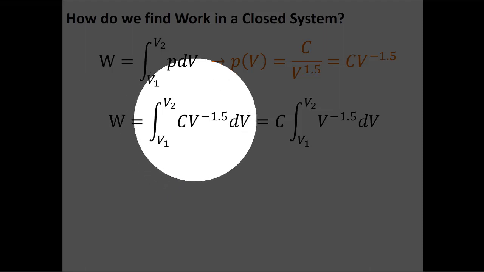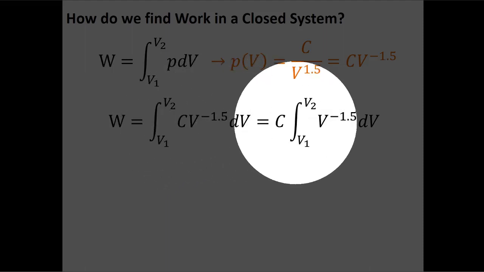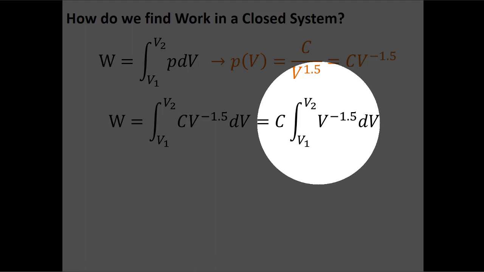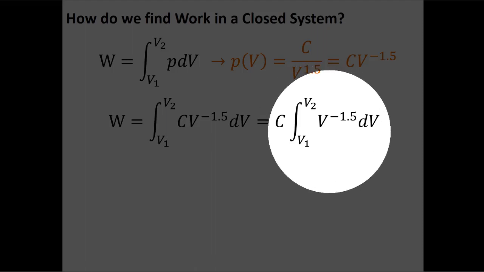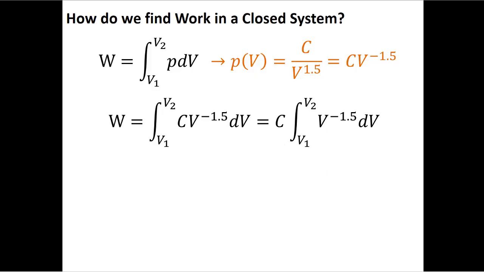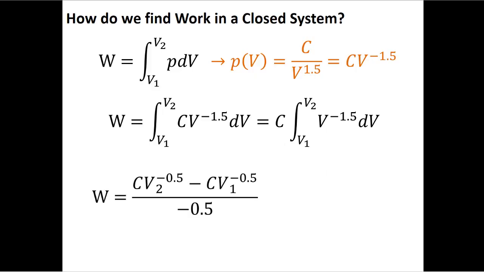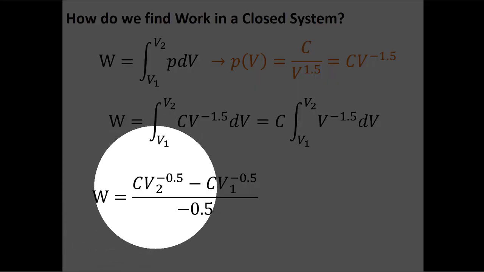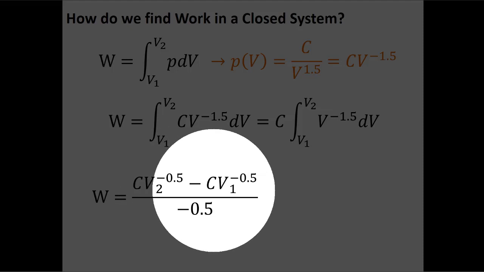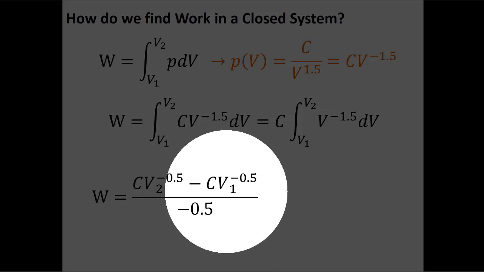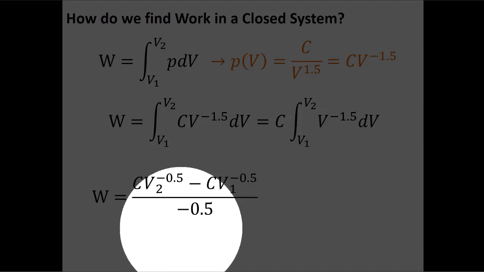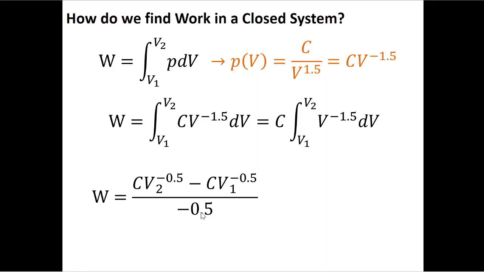I know that C is constant, so I pull it out of my integral, and I see that the work is equal to C times the integral from V1 to V2 of V to the negative 1.5 dV. I can integrate here, and after I do that, I see that C times V2 to the power of negative 0.5 minus C times V1 to the power of negative 0.5, divided by negative 0.5, is equal to work.